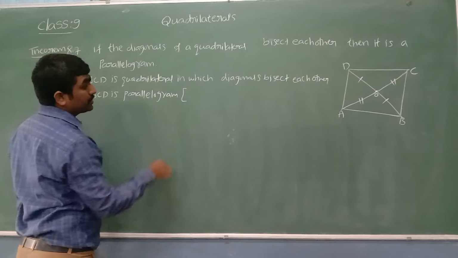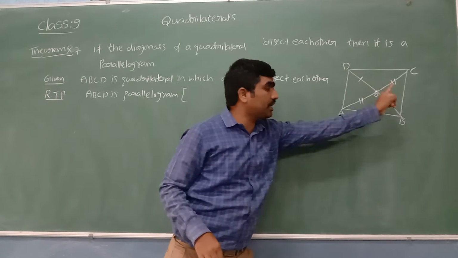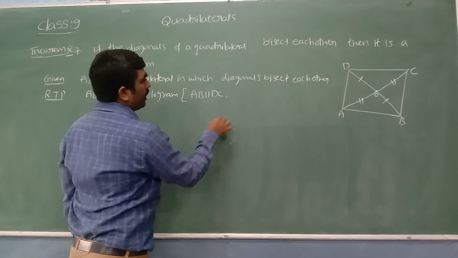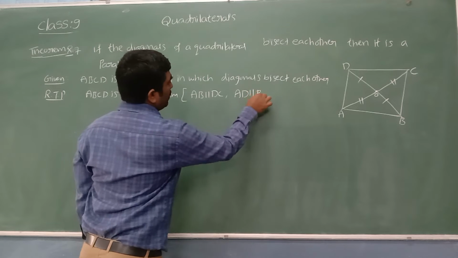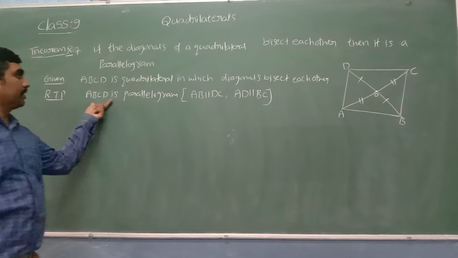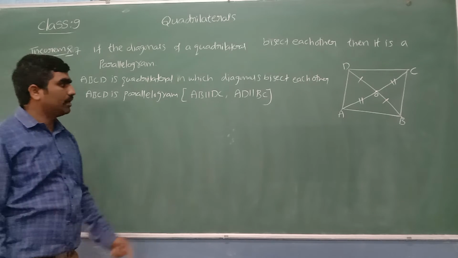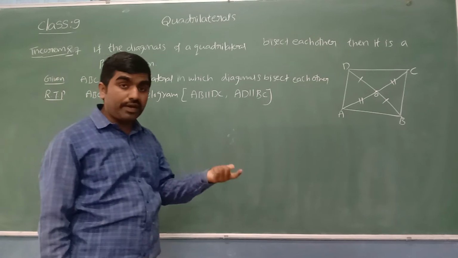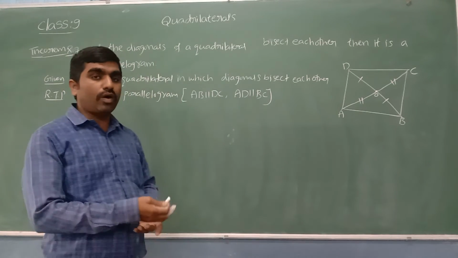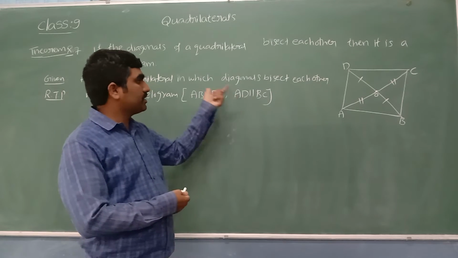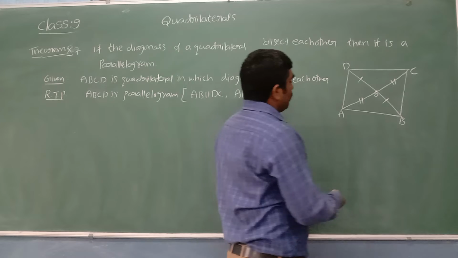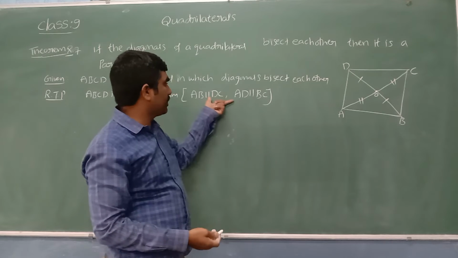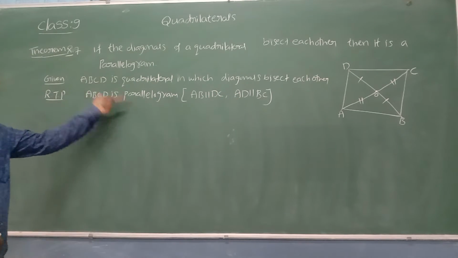So when can we say a quadrilateral is a parallelogram? When 2 pairs of opposite sides are parallel. When AB is parallel to DC and AD is parallel to BC, it is enough to say ABCD is a parallelogram. Now when can we say lines are parallel? When alternate angles are equal, when co-interior angles are supplementary, or when corresponding angles are equal. So we'll try to prove 2 triangles are congruent. If lines are parallel, it is called a parallelogram.